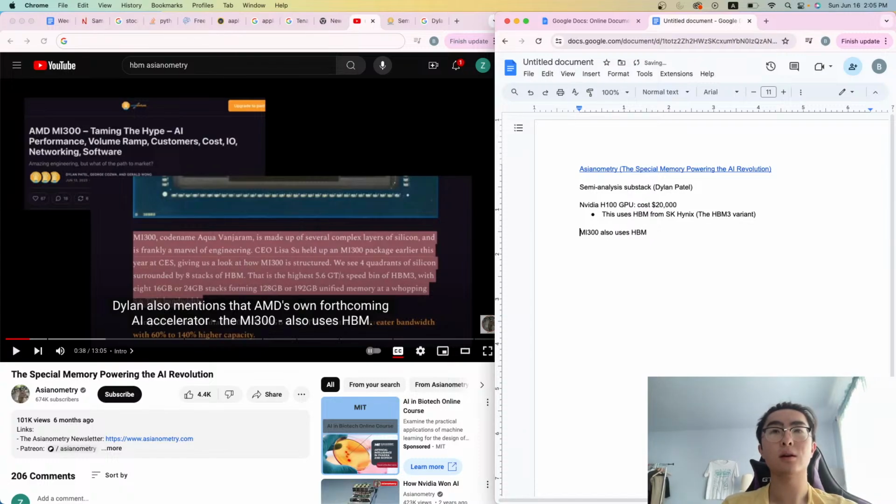So AMD's MI300 is an AI accelerator. So I guess this is a semiconductor built for AI training and inferencing.